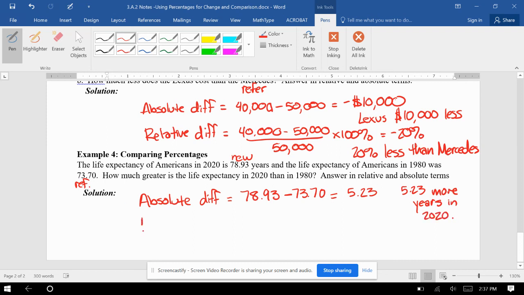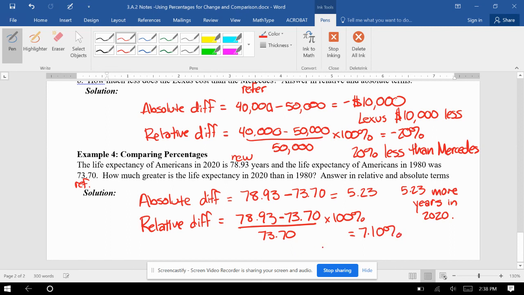And then we have relative difference, which is taking our absolute difference and then dividing it by our reference or our starting value. And then multiplying it by 100 to make it a percent, we would have 7.10%. So we live 7.10% longer than in 1980.